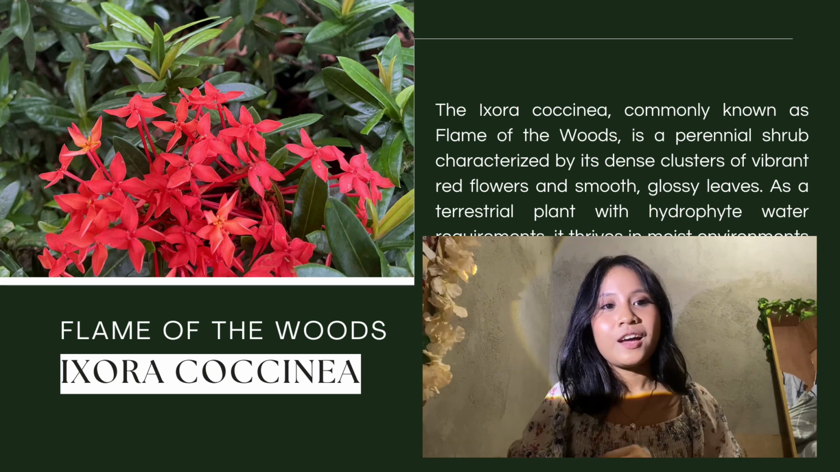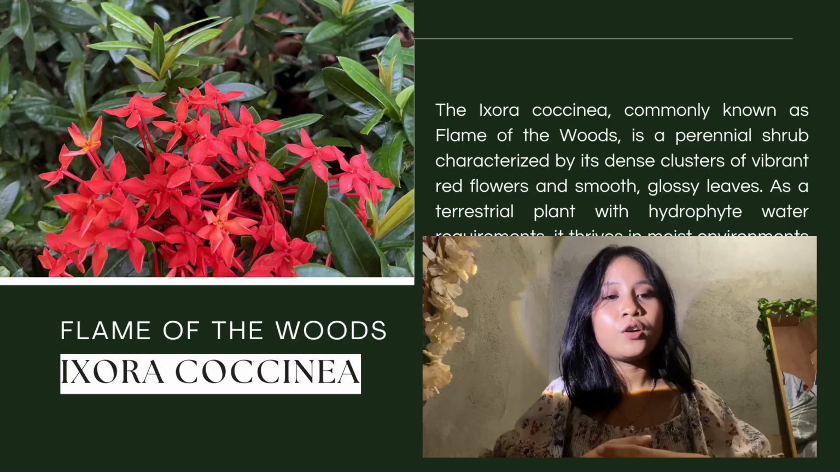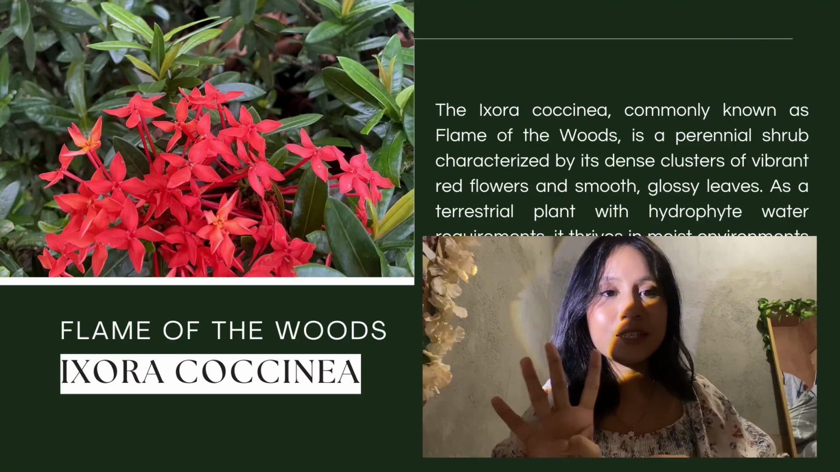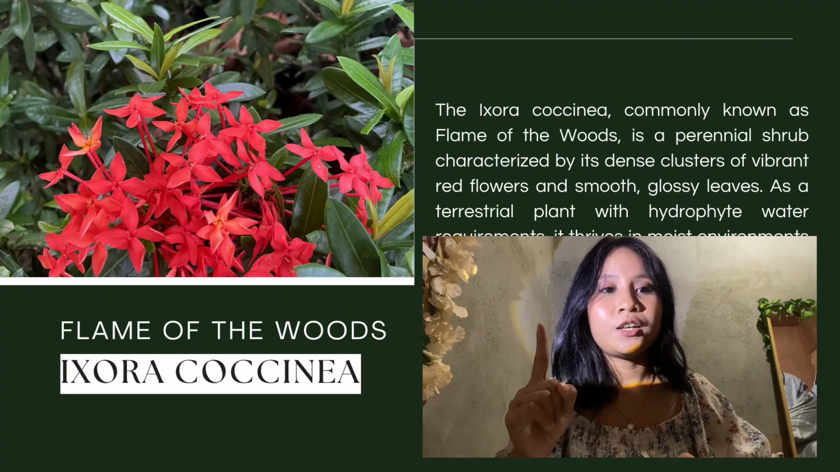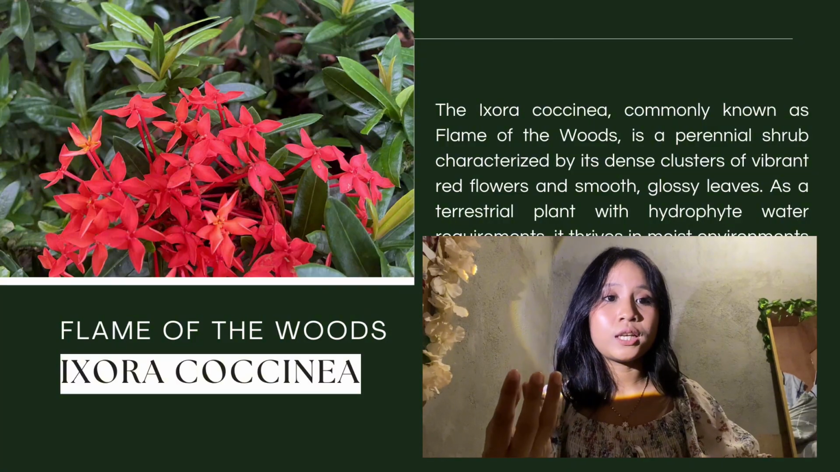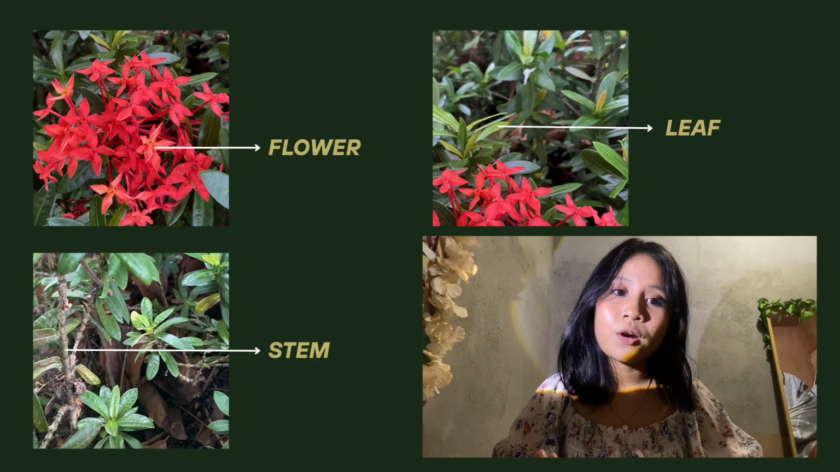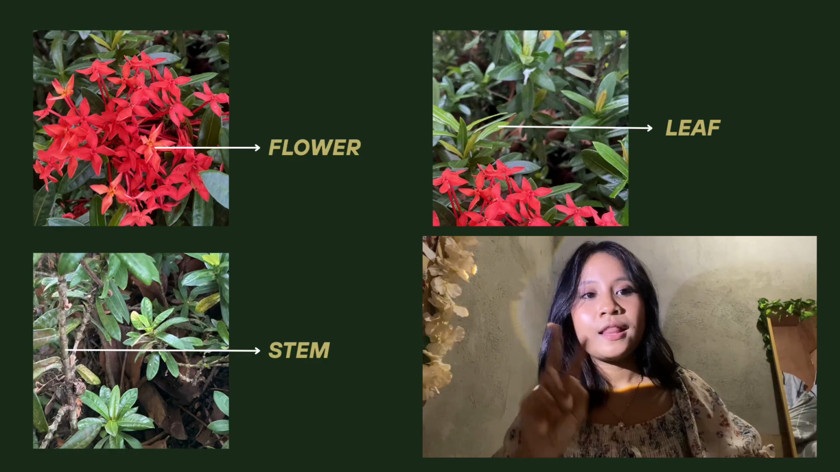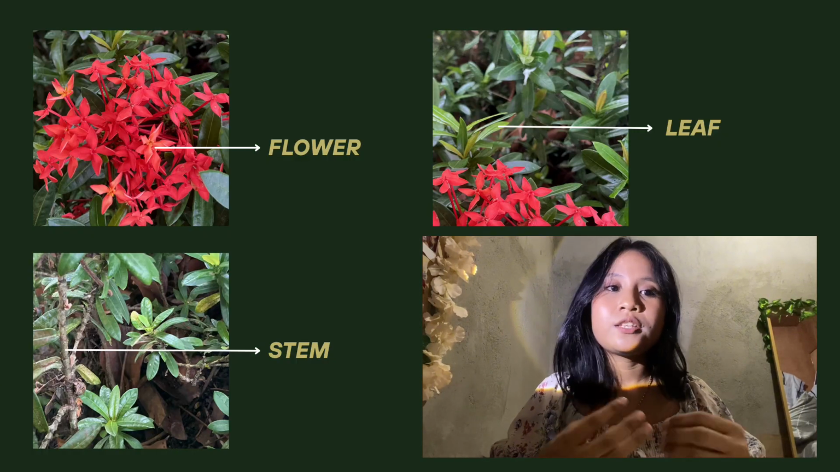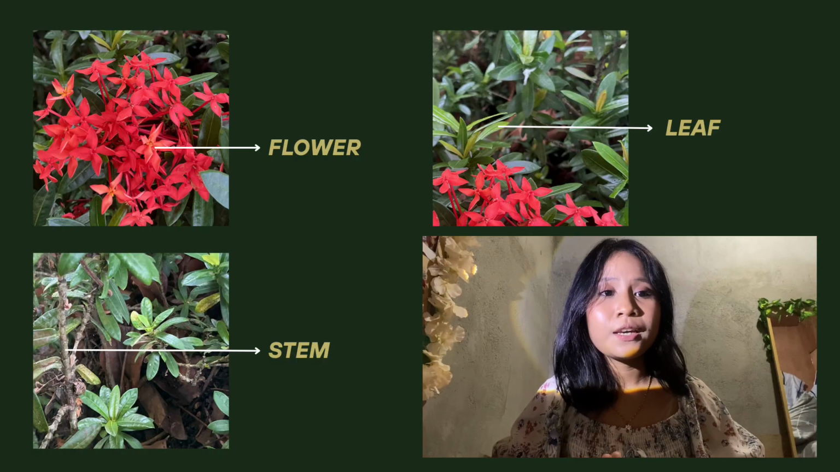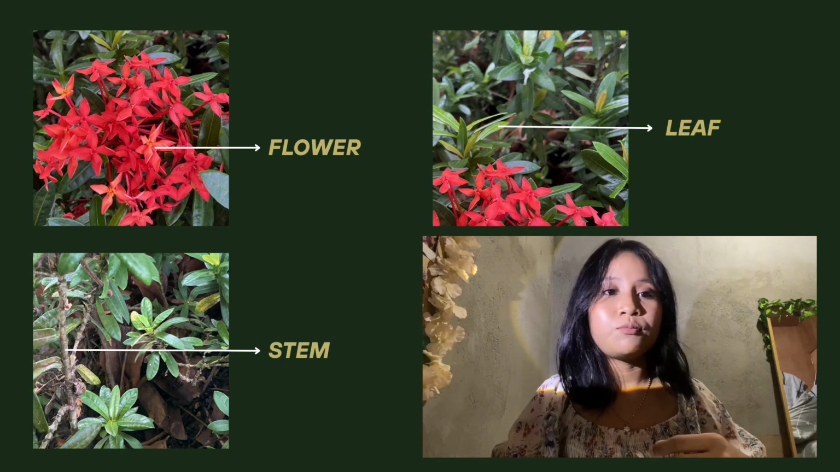Flame of the woods, and its scientific name is Ixora coccinea. The flame of the woods also has 4 characteristics. The first one is the habit, which is a shrub, because it is a naturally compact evergreen that grows in a rounded, multiple-stem form with woody stems. The second characteristic is the lifespan, and it is also a perennial plant because it evolved as a land-based species native to tropical and subtropical environments.